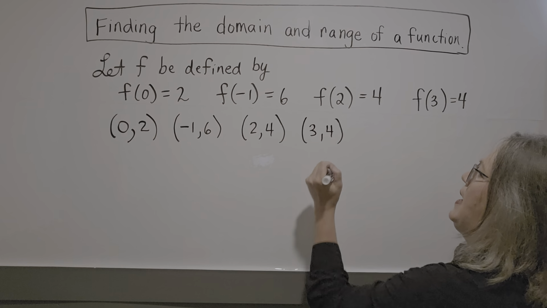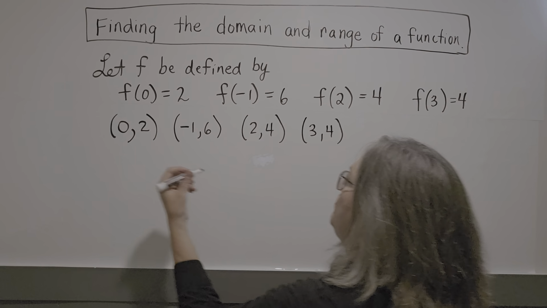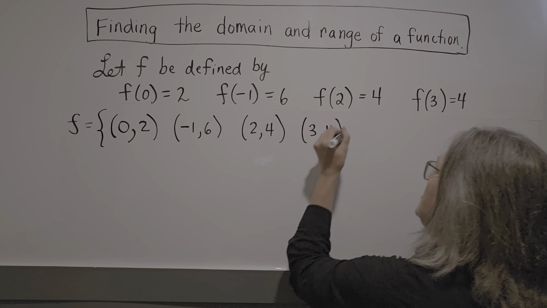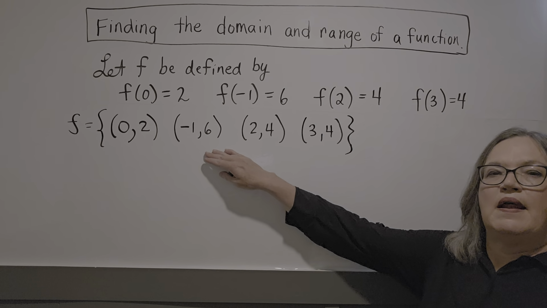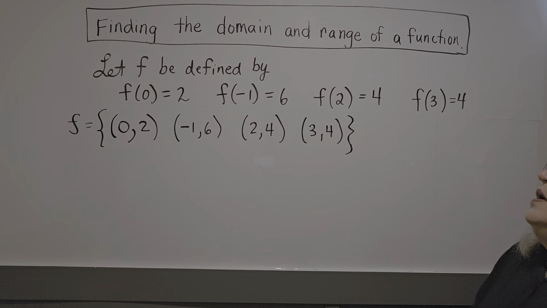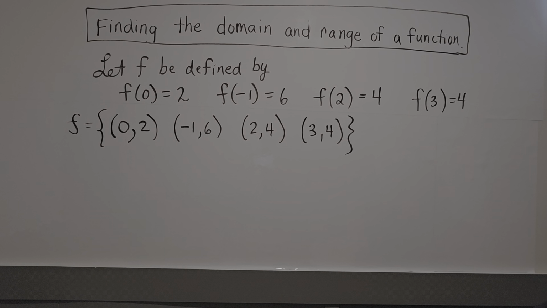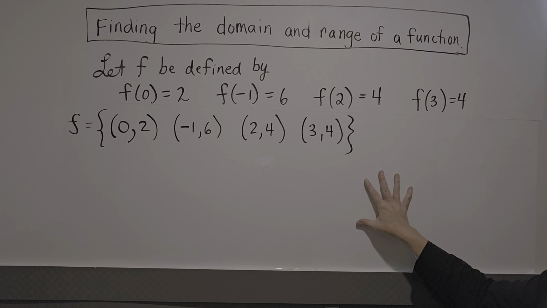So this is a numerical representation. And we might say that f is the set of ordered pairs that I've listed here. This is more of a symbolic representation. And now we're going to find the domain and range.